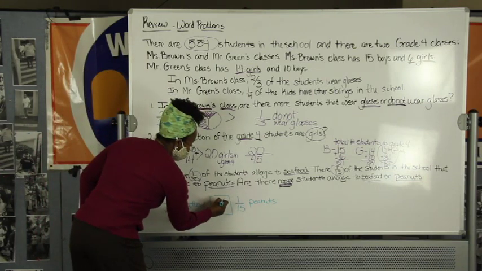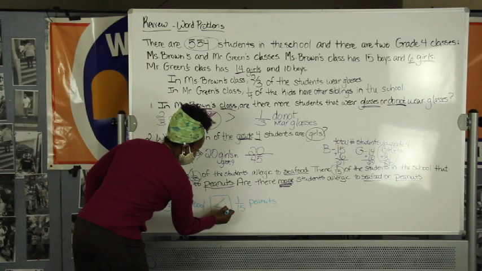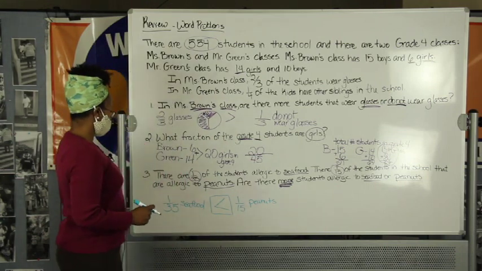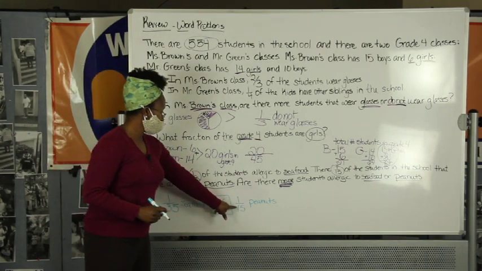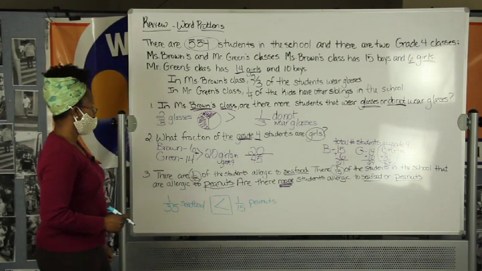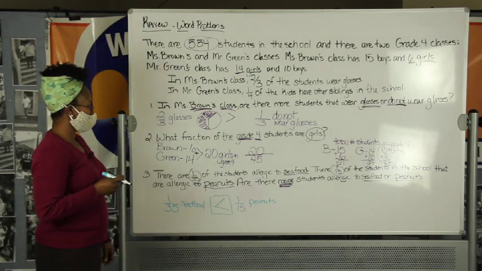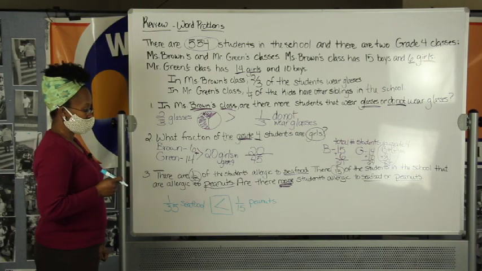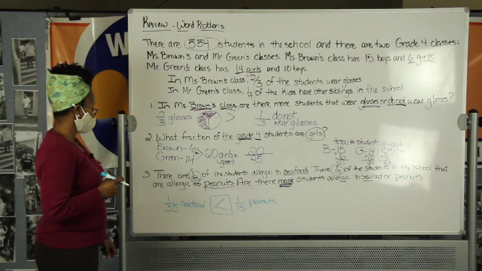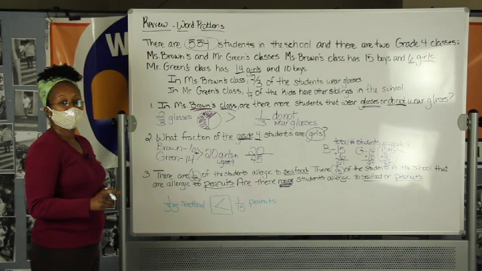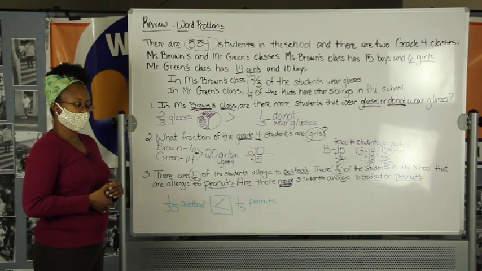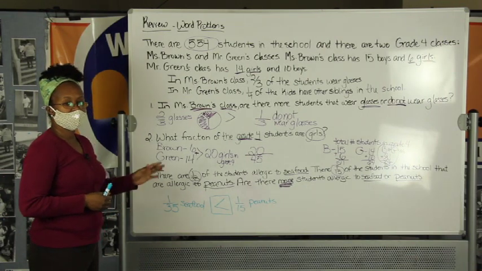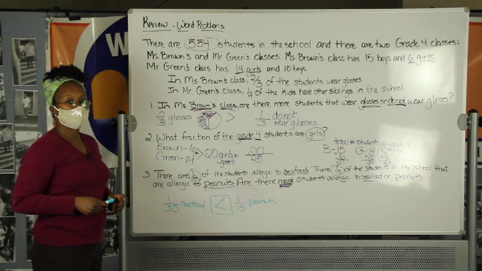So in this case, our biggest fraction is going to be 1/15. So that tells us there are more students that are allergic to peanuts than students allergic to seafood. Now, if this tripped you up a little bit, keep practicing these type problems and you'll get better, okay?